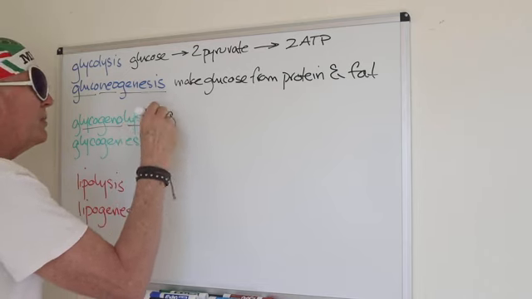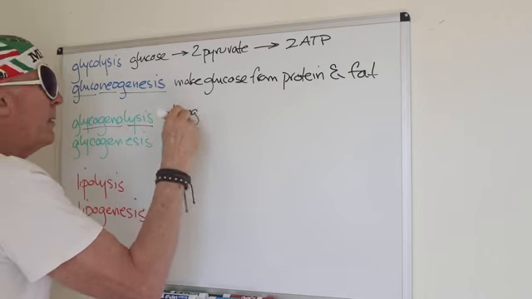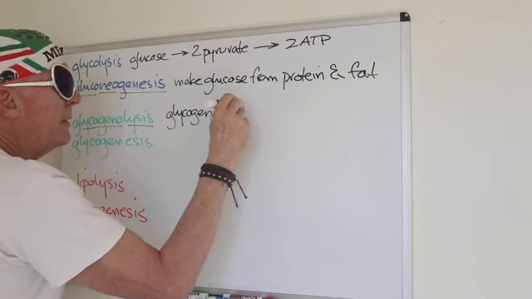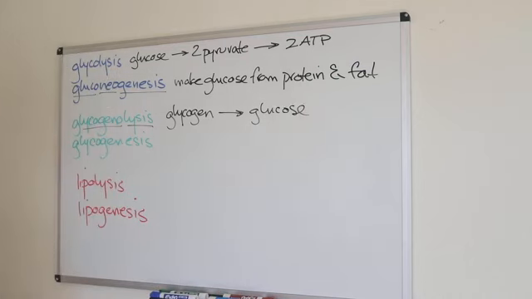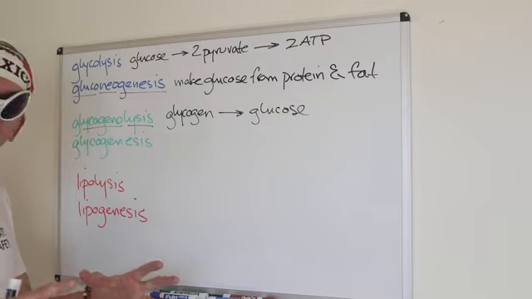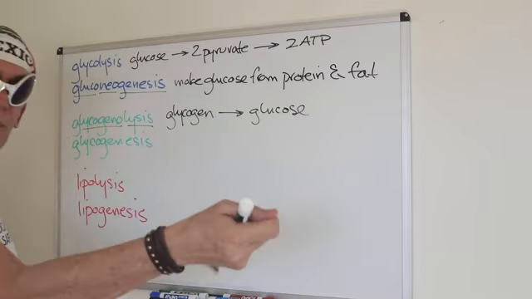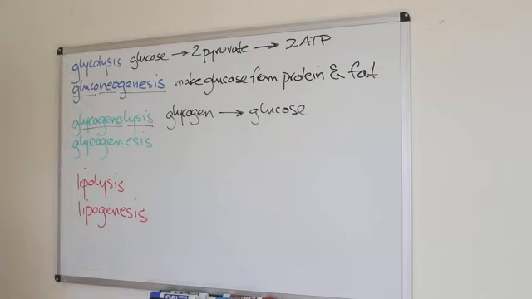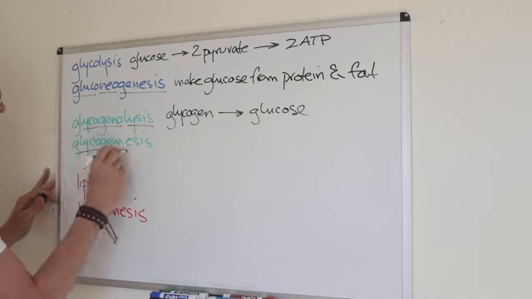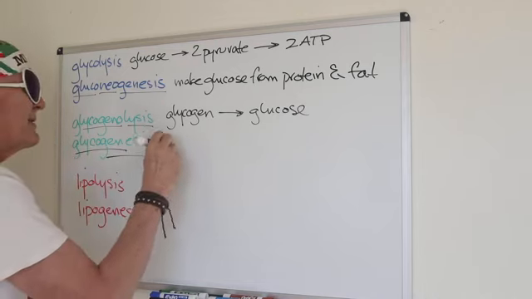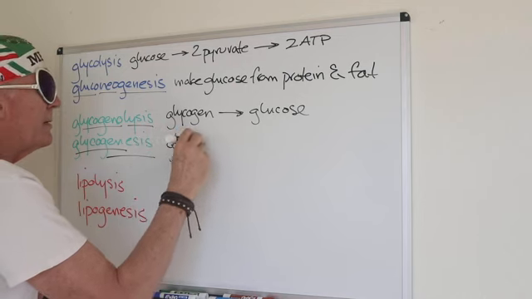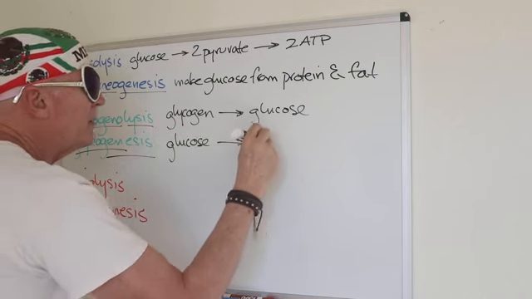Glycogenolysis, we're going to take glycogen and turn it into what? Turn it into glucose. Really not turn it into, just break it down. Break off a glucose from glycogen, a big complex molecule made of bunches of glucose. Okay, that's all. How easy is that? Then glycogenesis. We're going to do the exact opposite. We're going to take glucose and make it into glycogen.